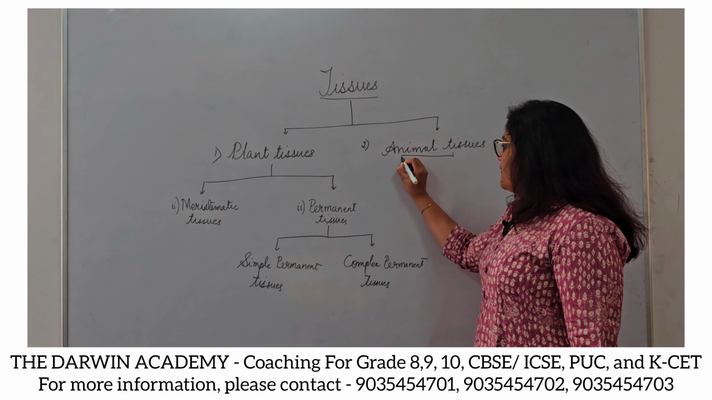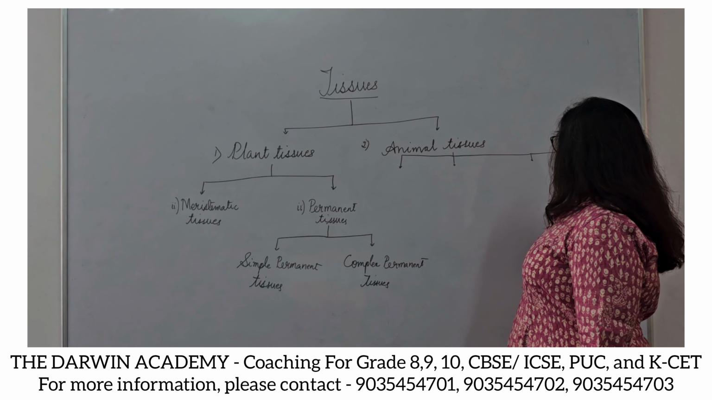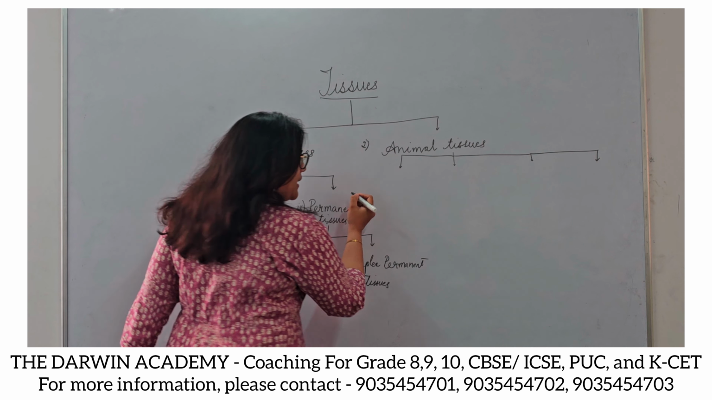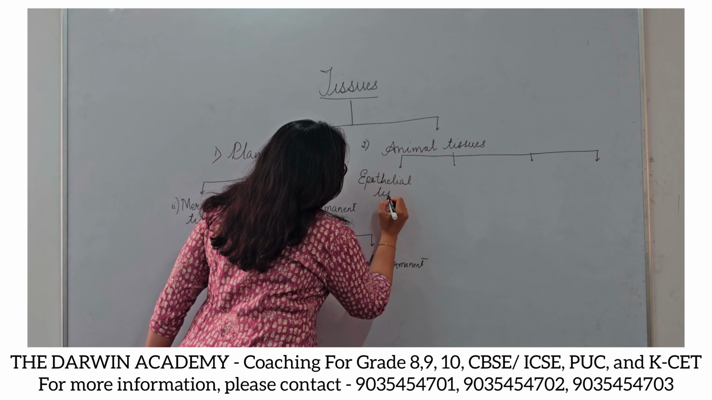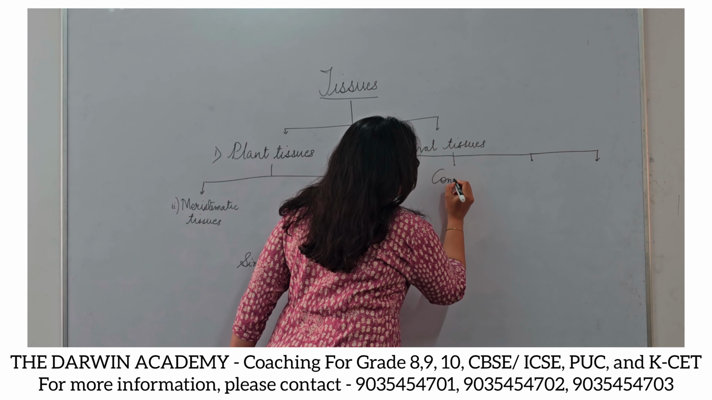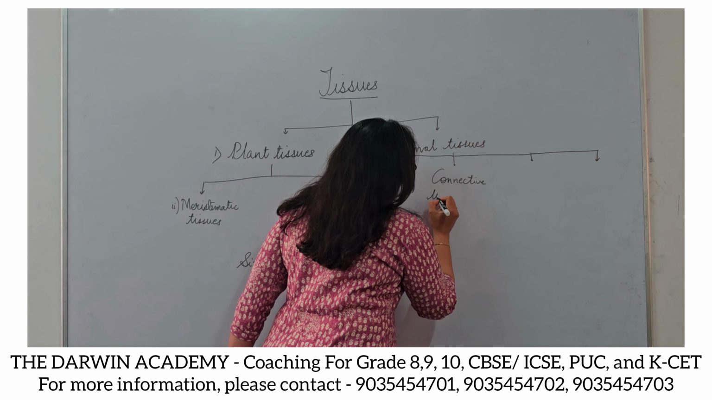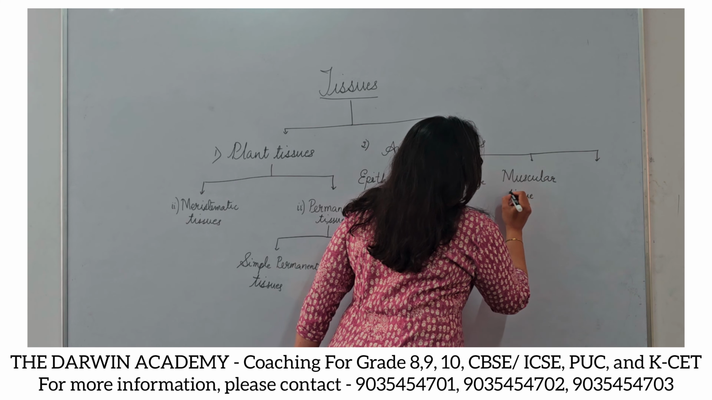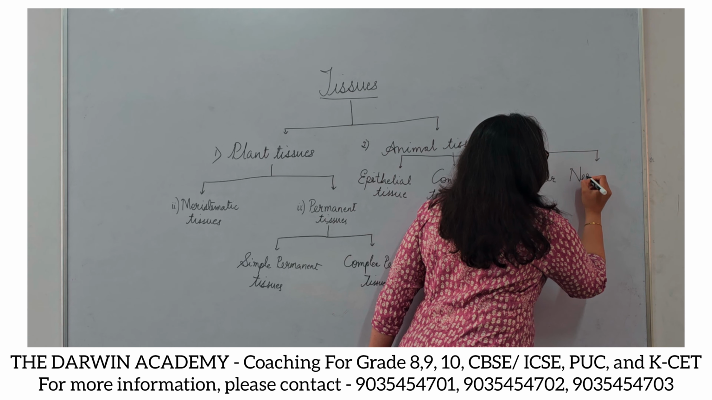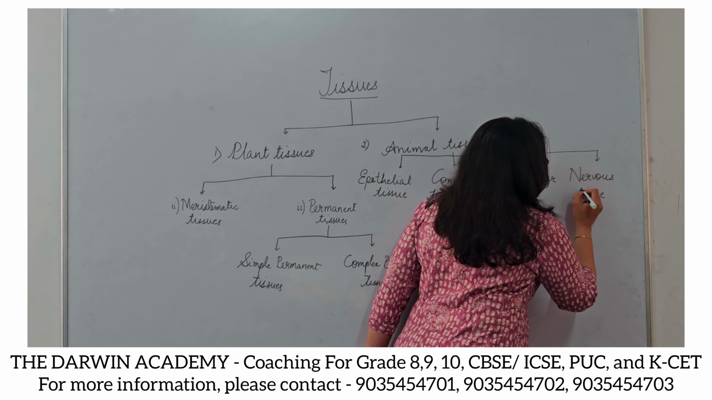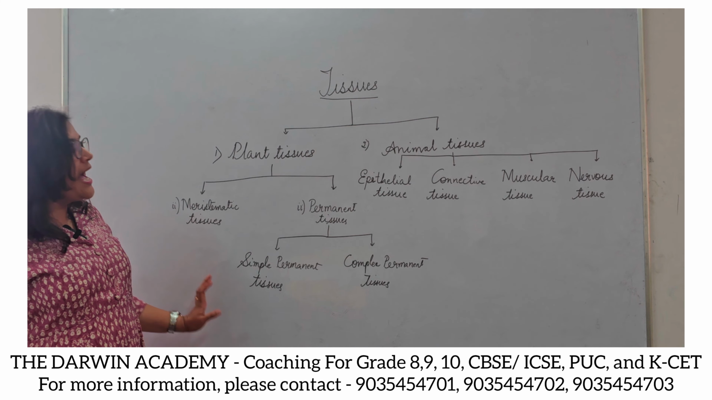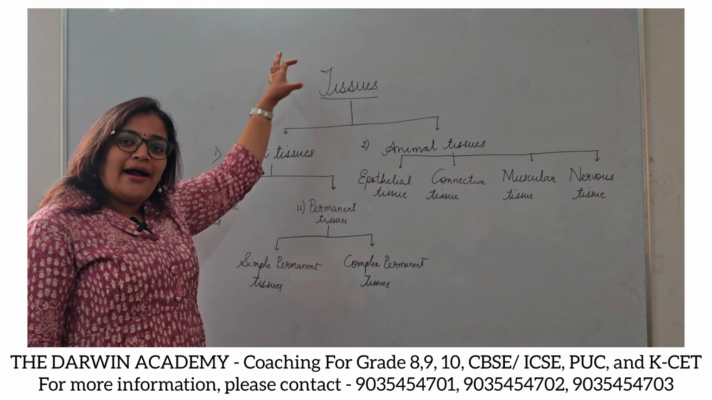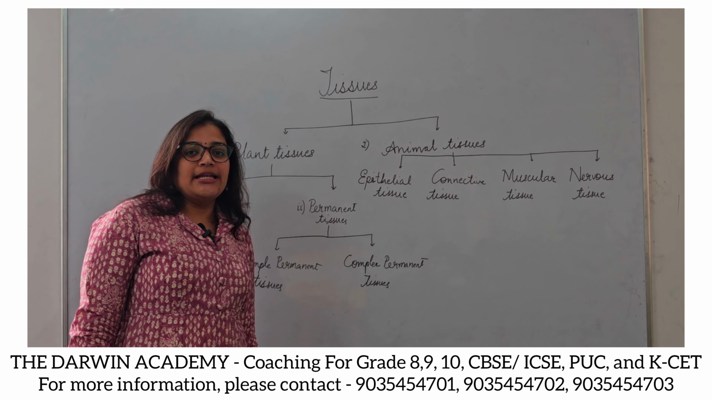For animal tissues, we are more interested in four types. The first one being epithelial tissue, next connective tissue, followed by muscular tissue, and a small bit about the fourth type, that is the nervous tissue. All right, is this clear for all of you? These are the main aspects that we'll be covering under the heading tissues, and whatever I'm discussing is in accordance with your grade 9 NCERT curriculum.